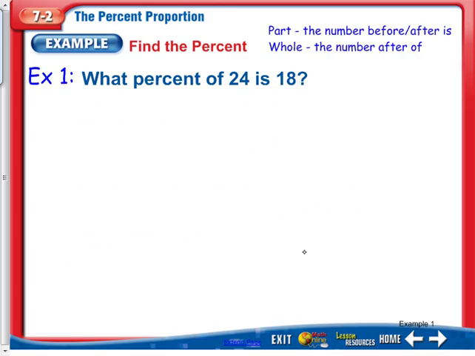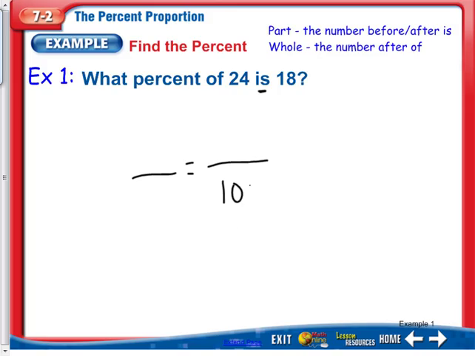So for the question, what percent of 24 is 18? Okay, now I wrote some notes over here. It says the part is the number before or after is. So here's is, and so that makes this the part because it's before or after. Now, I also see that 24 is right before is, so you might think that that's kind of confusing. Well, you know what I like to do is I like to draw my lines here, my fraction lines, okay?